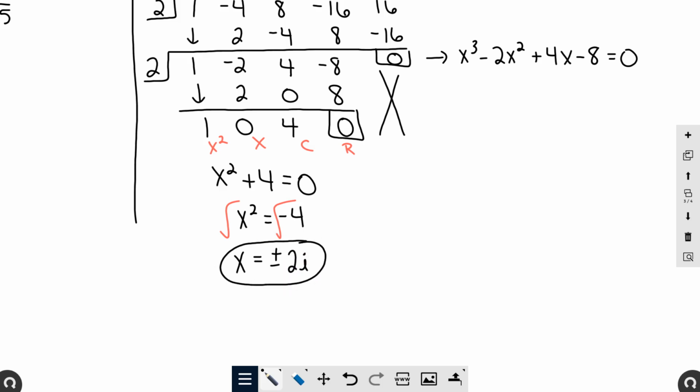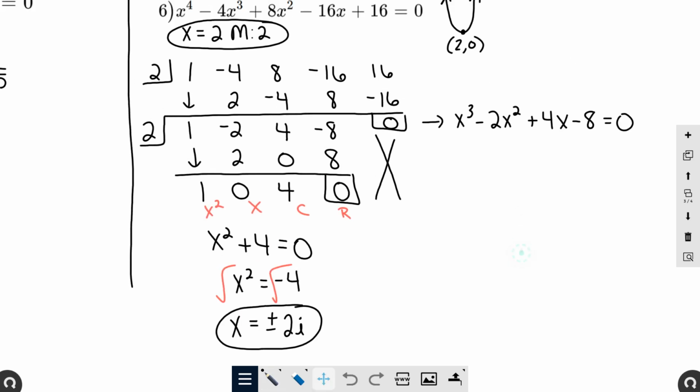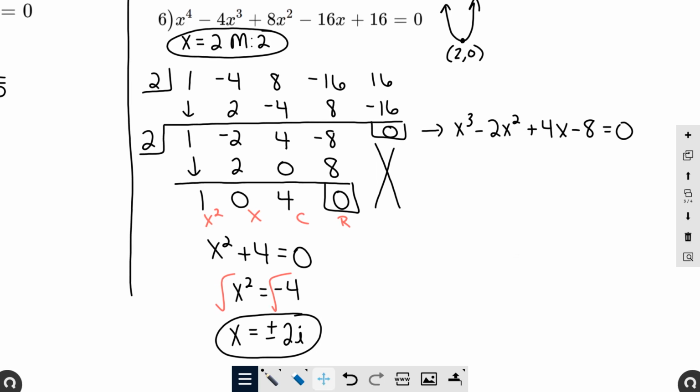Does it make sense that this answer is imaginary or these two answers are imaginary? Yeah, because the original graph only touched the x-axis at 2. So do we still have 4 answers? Since it is a quartic problem, we should have 4 answers. Yes, we got positive 2i, negative 2i, and x equals 2 twice because it had that multiplicity.